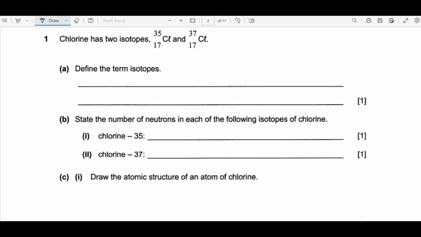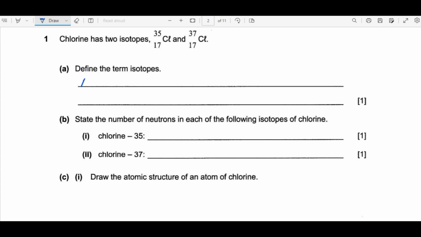Welcome friends, in this video we are going to look at science paper 2 for the year 2013 and we have the first question. Chlorine has two isotopes. We have chlorine with a mass number of 35 and another one with a mass number of 37. Then question A, define the term isotope.